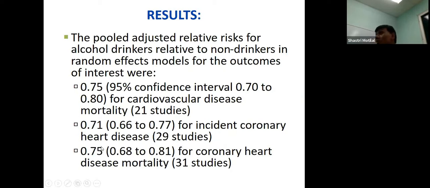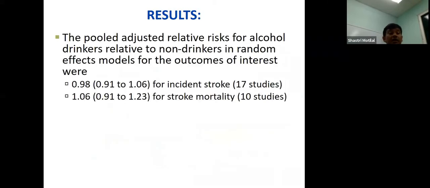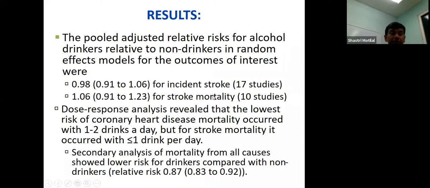So far, it seems as though alcohol drinkers compared to non-drinkers are protected from getting heart disease and from dying from heart disease. Statistically significant. For incident stroke, though, it was 0.98, 0.91 to 1.06. Not significant, it includes the value 1. For stroke mortality, 1.06, 0.91 to 1.23. Not significant. So it had no significant effect on stroke and stroke mortality.